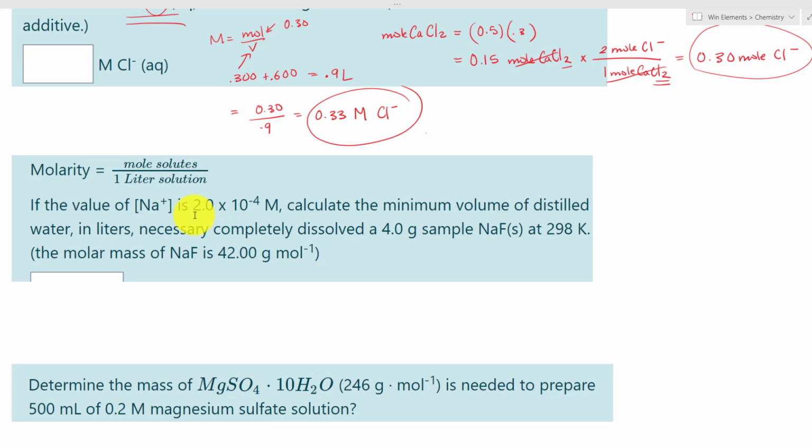Let's try another problem. If the molarity of sodium ions is 2.0 times 10 to the negative 4 molarity, calculate the minimum volume of distilled water in liters necessary to completely dissolve 4 grams of sodium fluoride at 298 degrees Kelvin. The molar mass of sodium fluoride is 42.00 grams per mole.